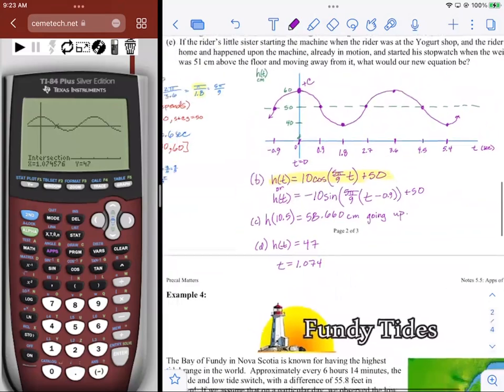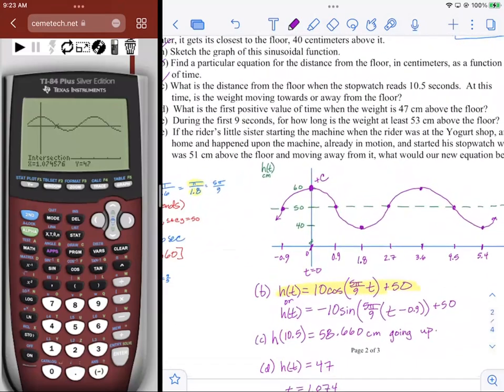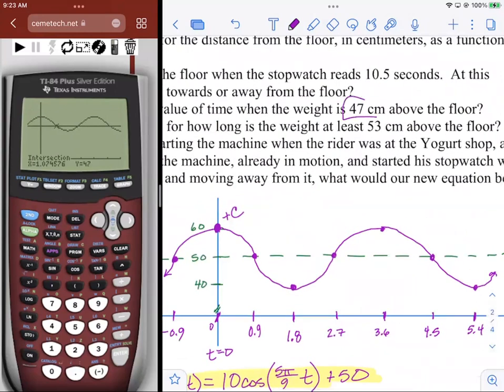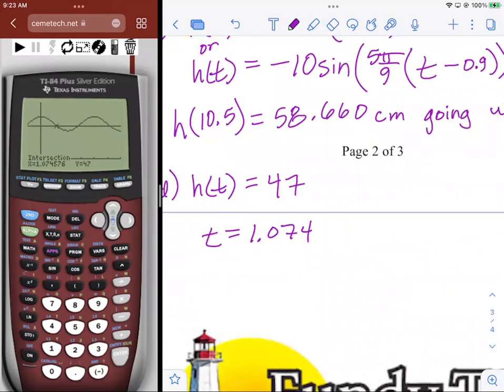It is going down, but again, look at what it said. It just says, what is the first positive value of time when it's at 47? It didn't say 47 going down or 47 going up. I just addressed that in case on the test I do ask something more specific. All right. So 1.074, what would the units be on that? Seconds. Good. SEC, right? Southeast Conference. You can abbreviate. That's fine.